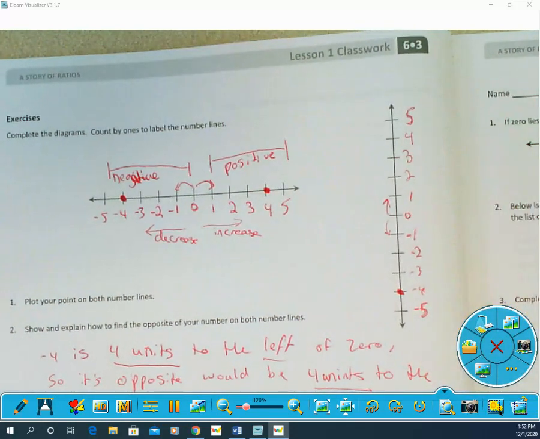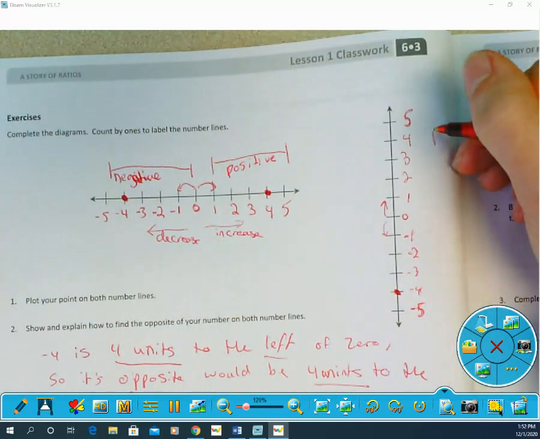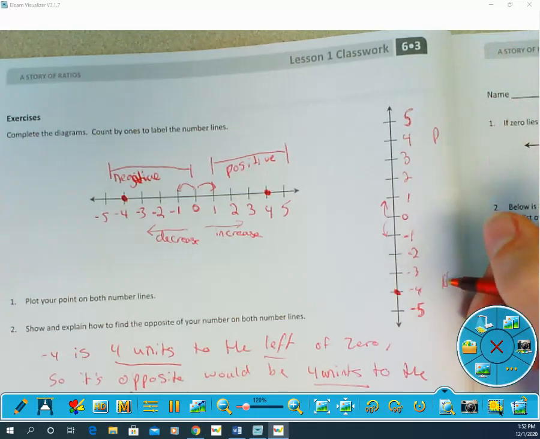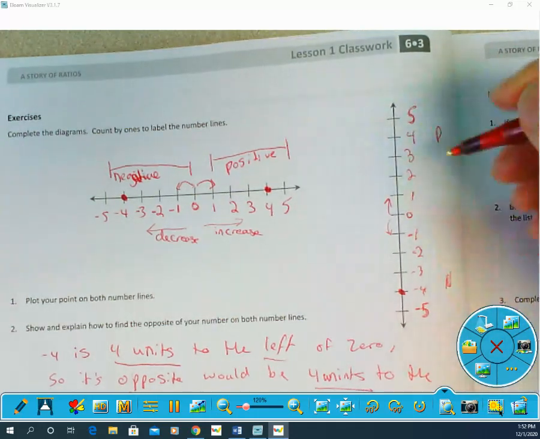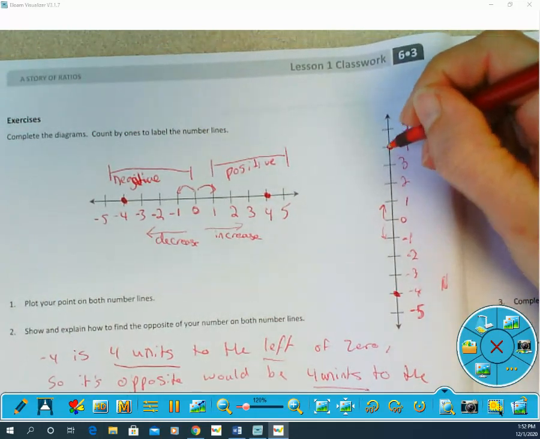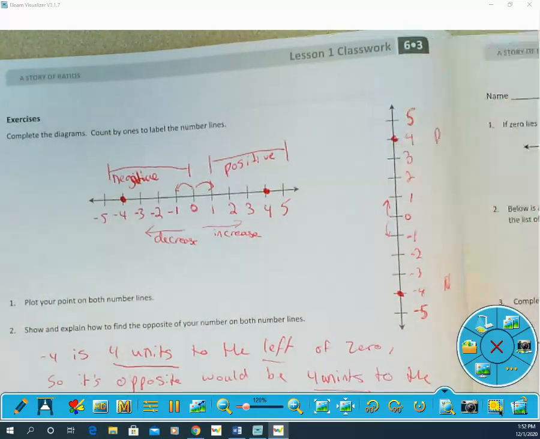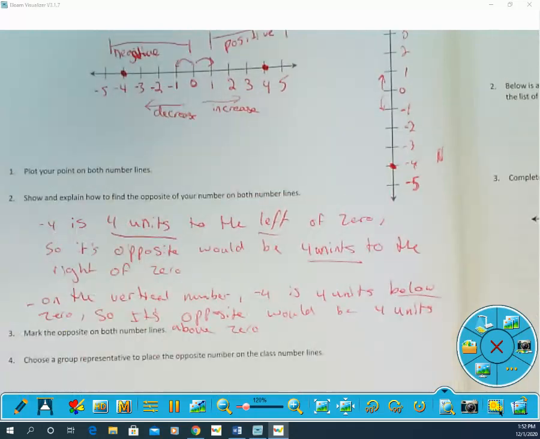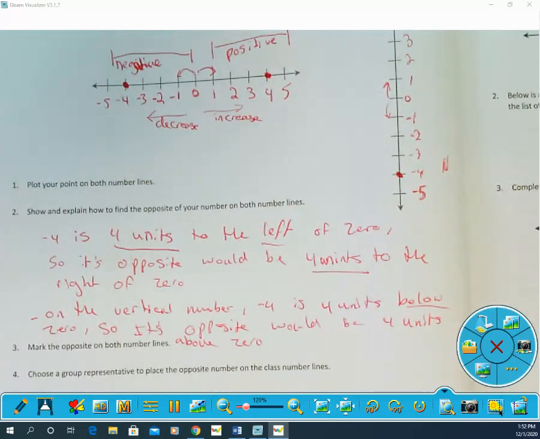Okay, so then I have my positive over here and my negative down here. So then the opposite of -4, my vertical number line would be +4 up here because it is 4 units above the 0, which is the opposite of 4 units below 0. Okay, so that's my explanation, kind of how I'd write out how to find the opposite on both number lines.